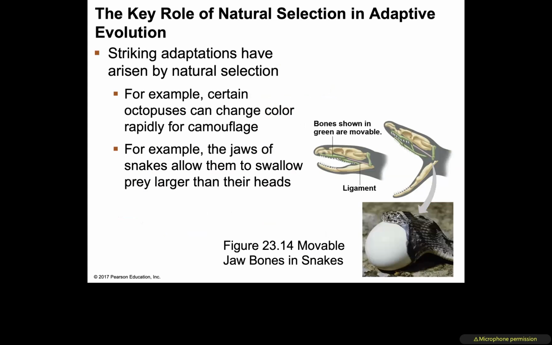So the key role of natural selection in adaptive evolution. Striking adaptations have arisen by natural selection. For example, octopuses can change their color rapidly for camouflage. That is an adaptation. The jaws of snakes allow them to swallow larger prey. The fact that snakes have this ligament that allows them to open their jaw up wider, that movable jawbone, is the adaptation that allows them to swallow prey larger than their head.